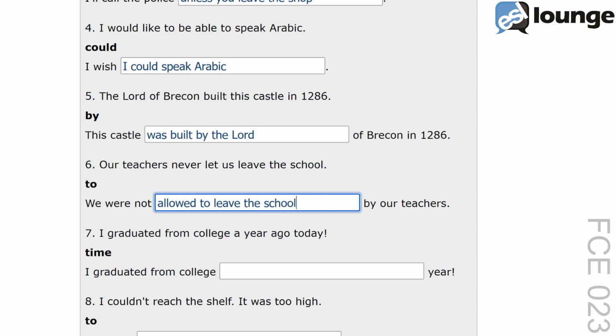This transformation changes the sentence to the passive voice to indicate permission. Allowed to keeps the original meaning of never let us. Another example would be, we were not allowed to enter the room.